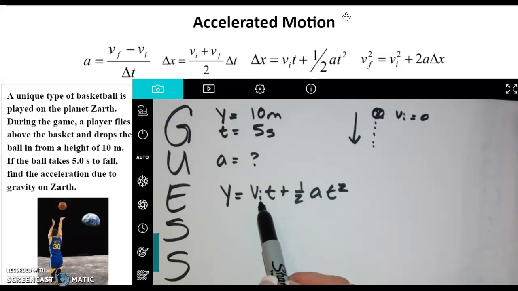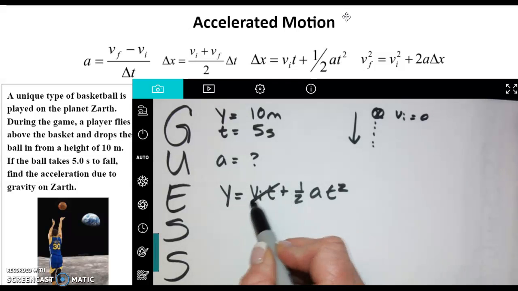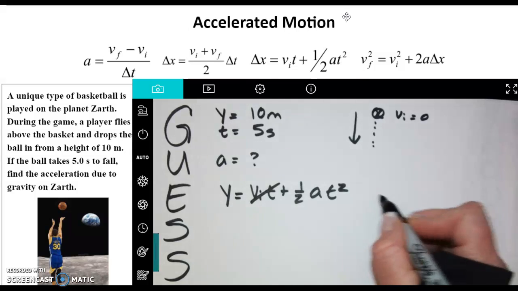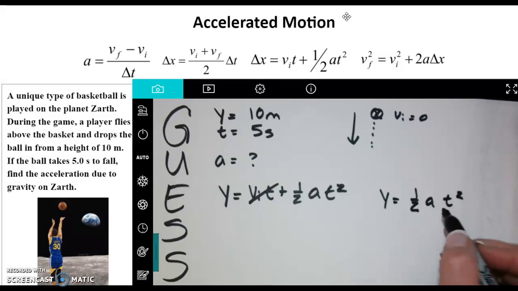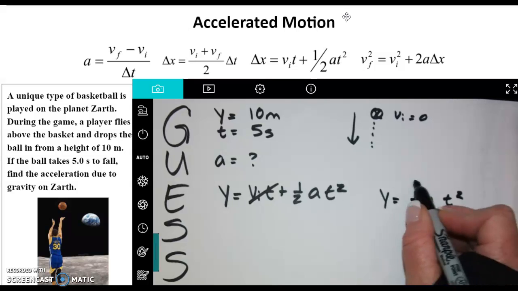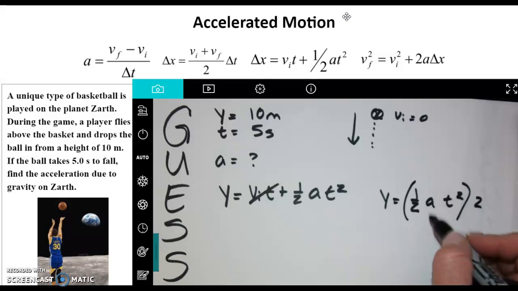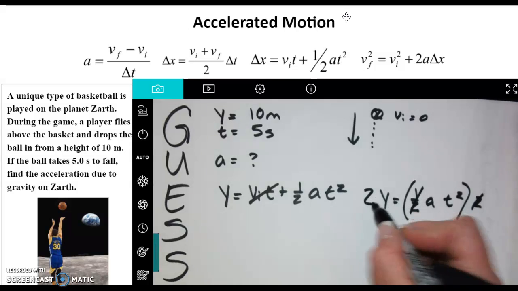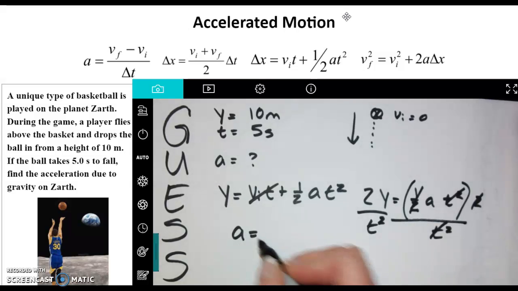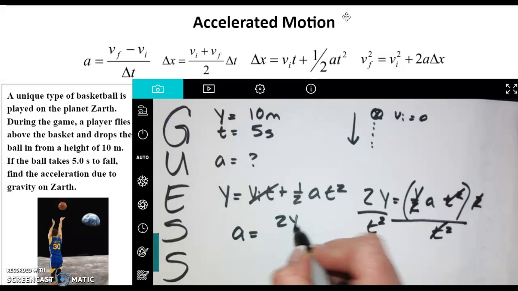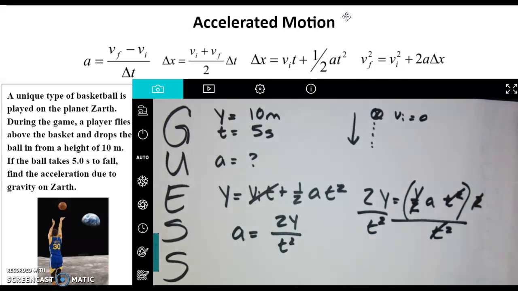We know that our initial velocity is 0. 0 times any number is 0, so this part will go away. That leaves us with y is equal to 1/2 a t squared. We're trying to get a by itself. I'm first going to multiply both sides by 2 so I can get rid of this fraction. Then I'm going to divide both sides by t squared so I can get a by itself. Our equation is a is equal to 2y divided by t squared.